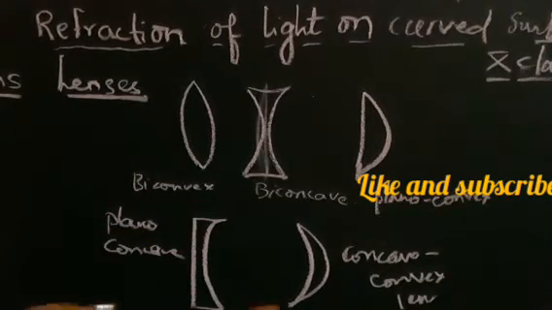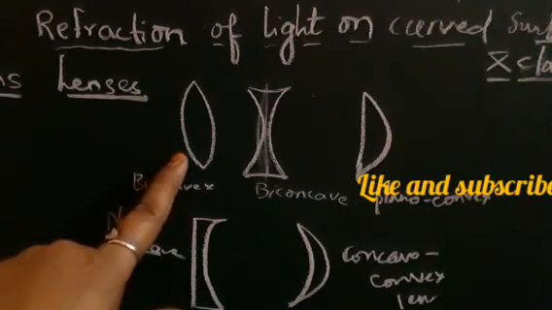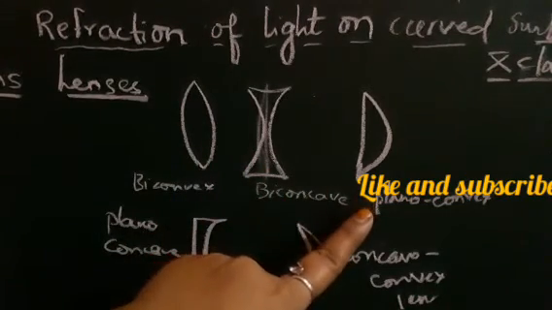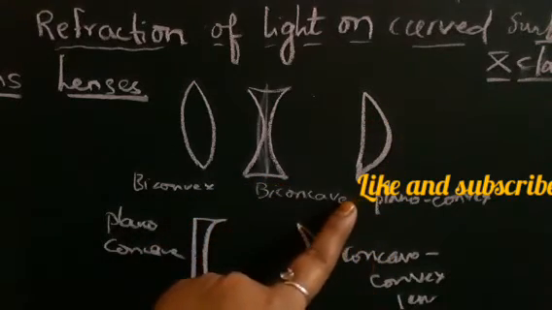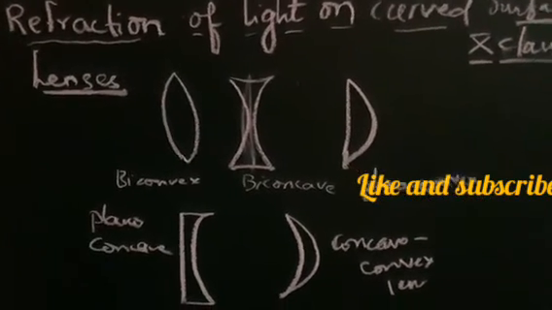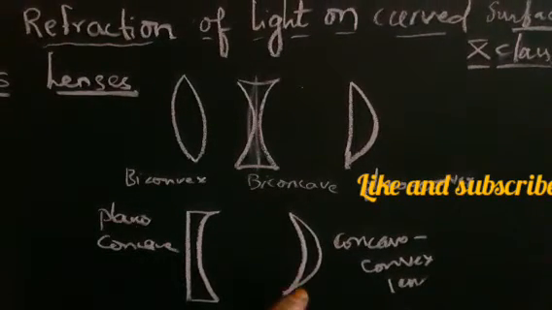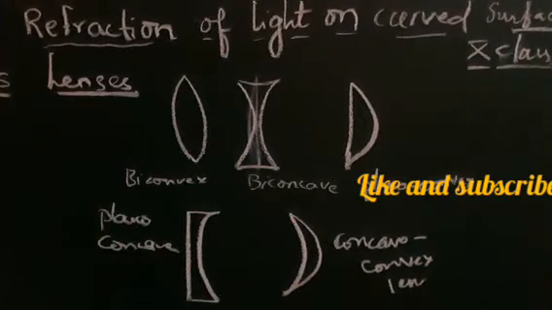So how many types do we have? 1, 2, 3, 4, 5. Biconvex, two sides convex. Biconcave, two sides concave. Plano convex, one side plane and another side convex. Plano concave, one side plane and the other side concave. And the next one is concavo convex, which has both concave and convex sides.